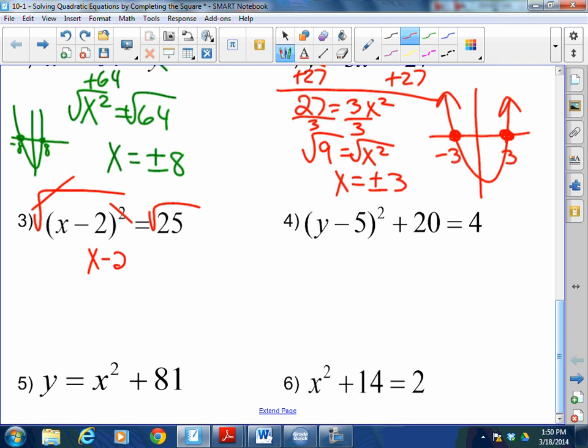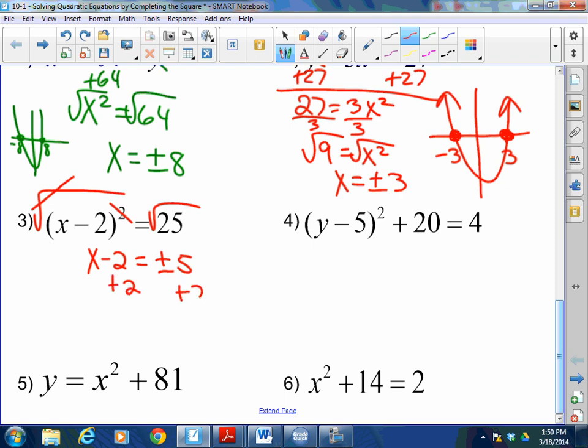I got x minus 2 equals? No. Plus or minus 5, guys. Remember that when we're solving a square root, you have two sides to that root. 5 times 5 is 25, but negative 5 times negative 5 is also 25. Does that make sense? So now I add 2.